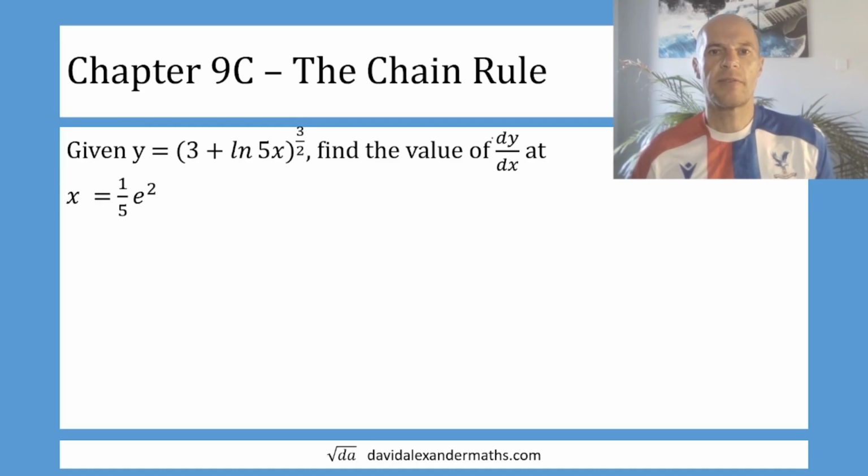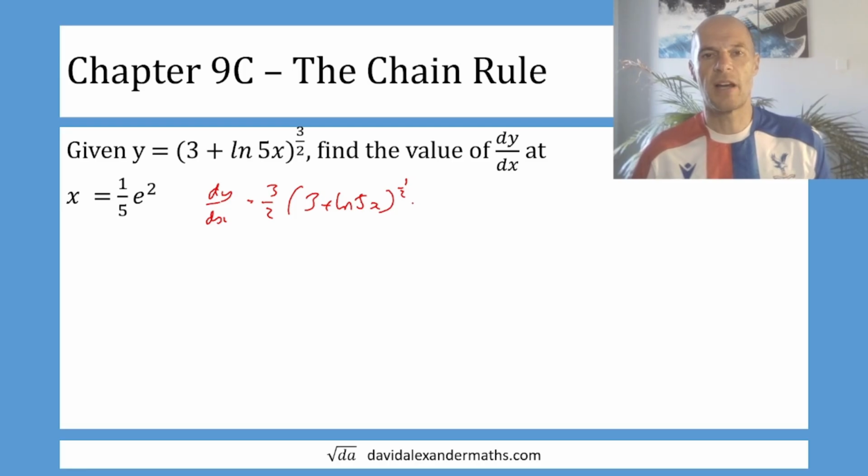Okay, so you want to find the value of dy by dx at this particular point. So let's just work out what the formula is for dy by dx. The power comes down to the front, 3 over 2, multiplied by 3 plus the ln of 5x. The power reduces by 1, and we're multiplying by the derivative of 3 plus the ln of 5x. Remember that when you're differentiating a ln function, it's the derivative of the stuff over the stuff.